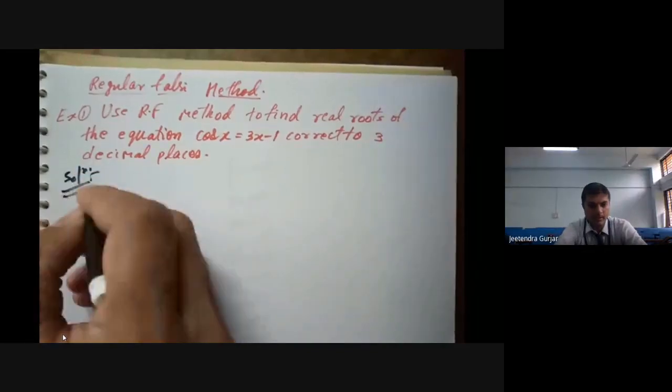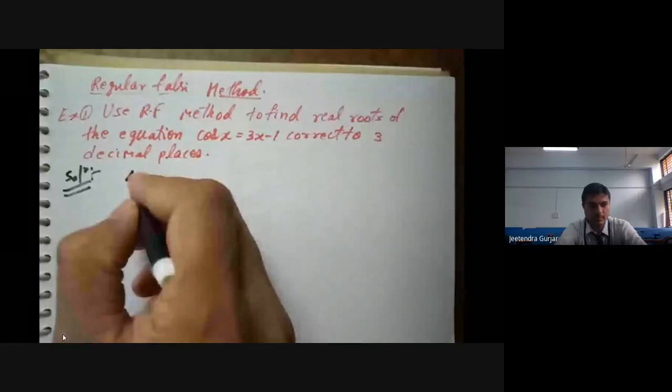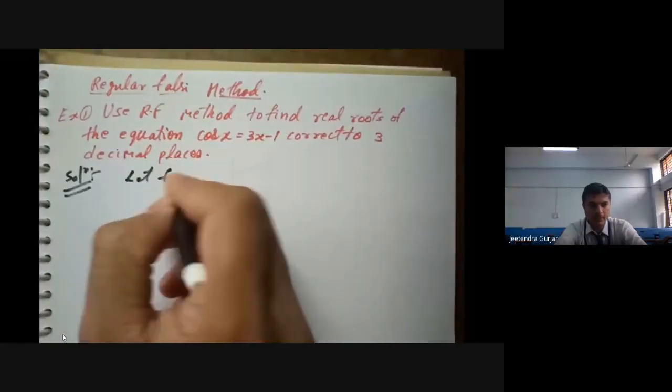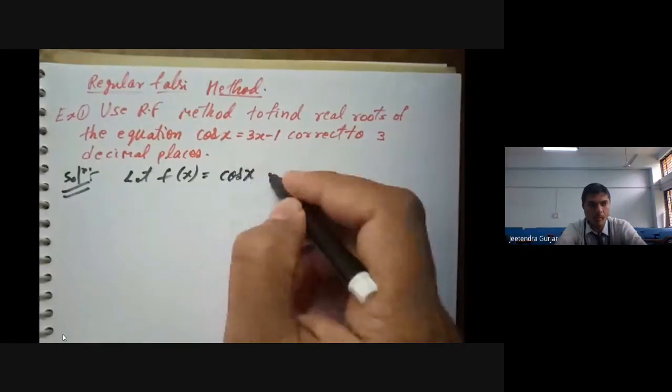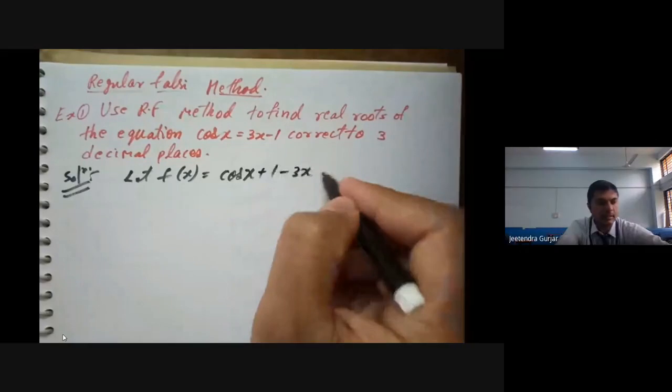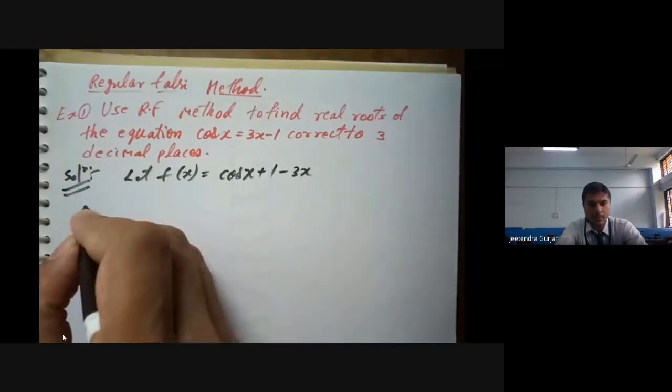Solution. So we'll start with the solution. Always start with let f of x is equal to cos x plus 1 minus 3x. Already you know this, student. What I have told you, we cannot take the equation directly. On one side we will bring f of x. Therefore, I have brought 3x minus 1 from LHS side to the RHS side. So 3x will become minus 3x, minus 1 will become plus 1. Already you know this. So you have to modify this first given question as f of x.